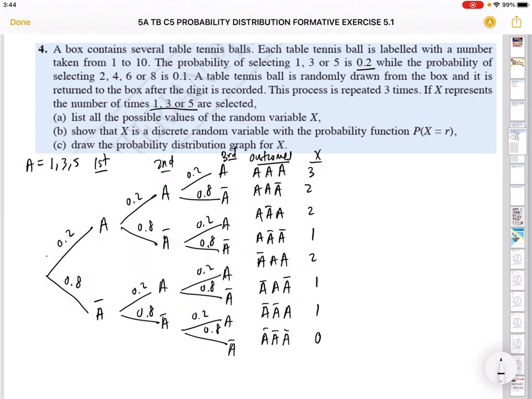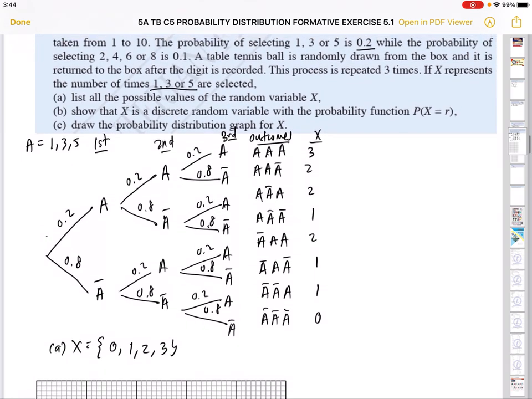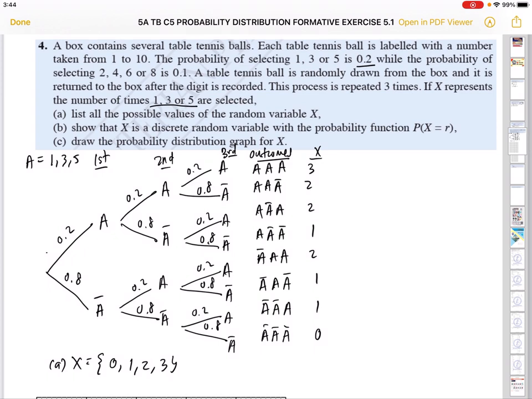So if I were to list out my possible outcomes, your x value can either be 0, 1, 2, or 3, maximum 3. Okay? I hope you can see this. Now the next thing is I want to show that it's a discrete random variable. This one is a bit troublesome, not impossible, just troublesome. You have to find the probability one by one.